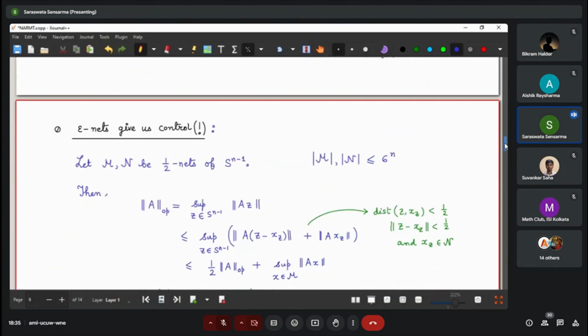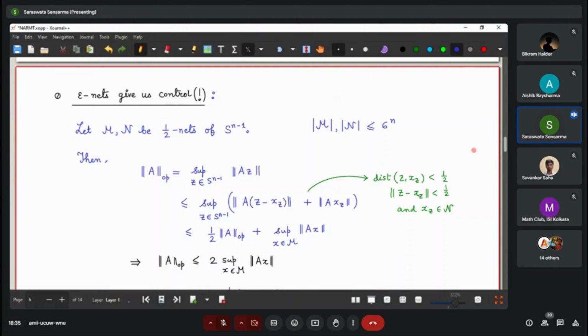Okay, but then there is the second question. We have got epsilon nets, that's great. How do they help us control this? The answer is yes. Let's start with the operator norm. The operator norm is of course defined like this, but look at the point from M. So there exists a point x_0 such that the distance from it is small. Let's say we are taking M and N to be half-nets of S^{n-1}. Of course their cardinalities are less than 6 to the power n, from our previous lemma.